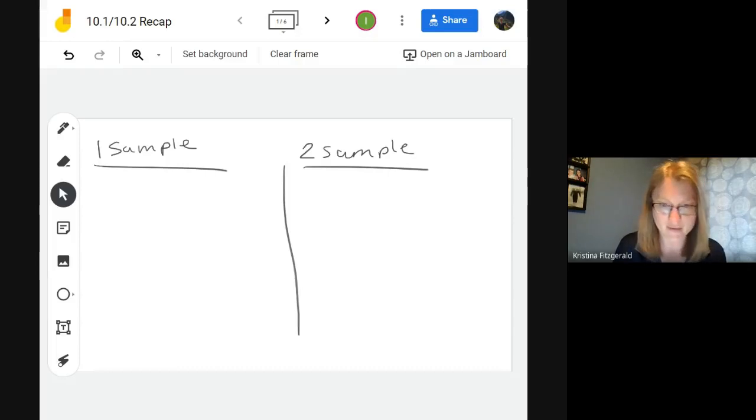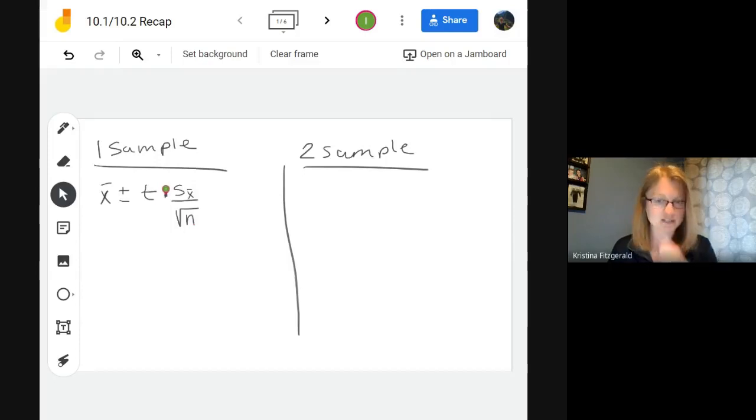Okay, so one sample T interval. I'm going to put the formula here, so two birds. You've got your estimate plus or minus the T number times the standard deviation. So you have the sample standard deviation over the square root of n. So that's for one sample. The T number is basically how many standard deviations from your estimate you're going to add up and how many you're going to subtract to make your interval.